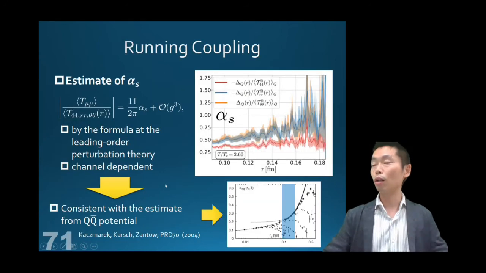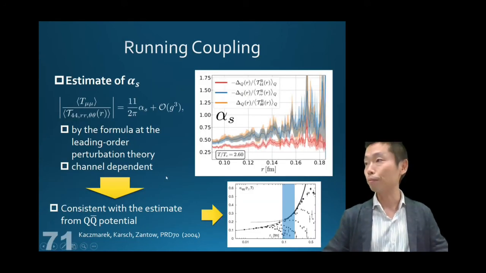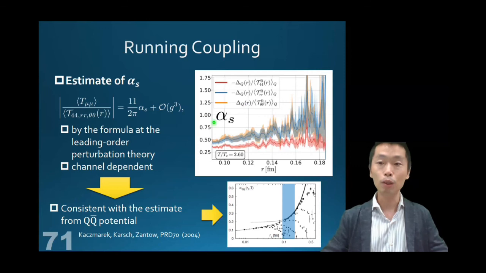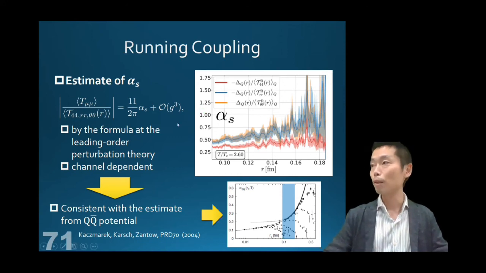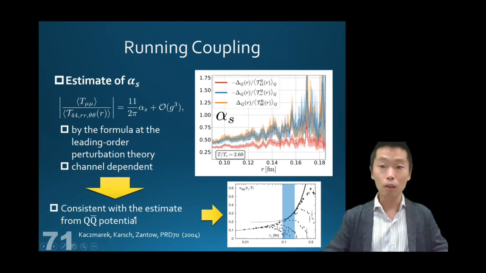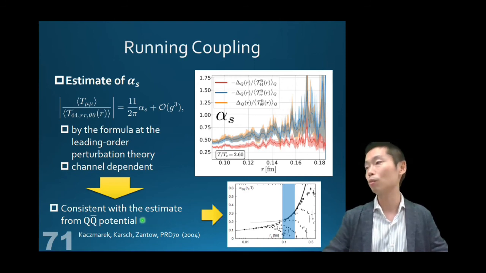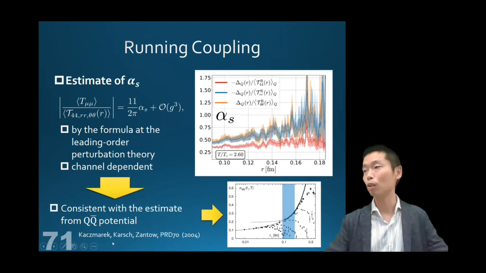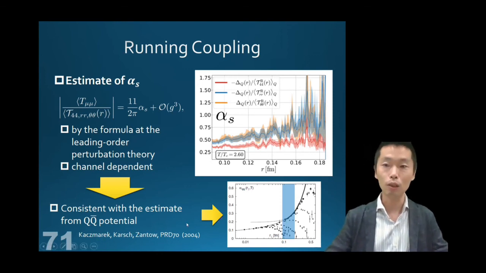But we are still able to extract the running coupling from this behavior, and we employed this relation, which is valid at the leading order perturbation theory, and then we extract alpha s as a function of R, and it behaves like this. Finally, I comment that this result is qualitatively consistent with the estimate of the running coupling obtained from the Q-Qbar potential done by Kaczmarek, Karsch, and Zantow.